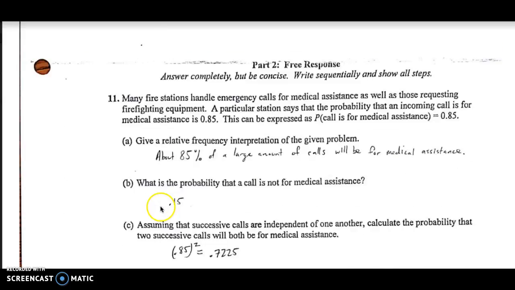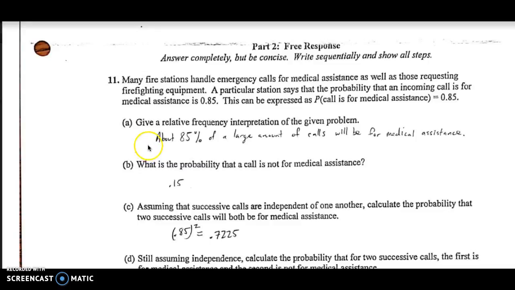Okay, moving on to free response section. Number 11 says many fire stations handle emergency calls for medical assistance, as well as those requesting firefighting equipment. A particular station says that the probability that an incoming call is for medical assistance is 0.85. This can be expressed as the probability that the call is for medical assistance equals 0.85.